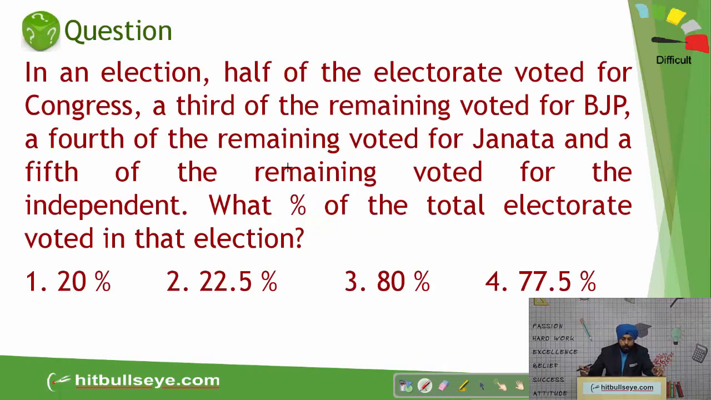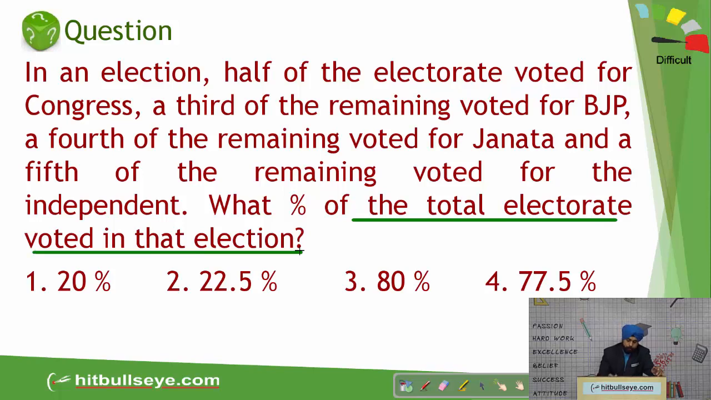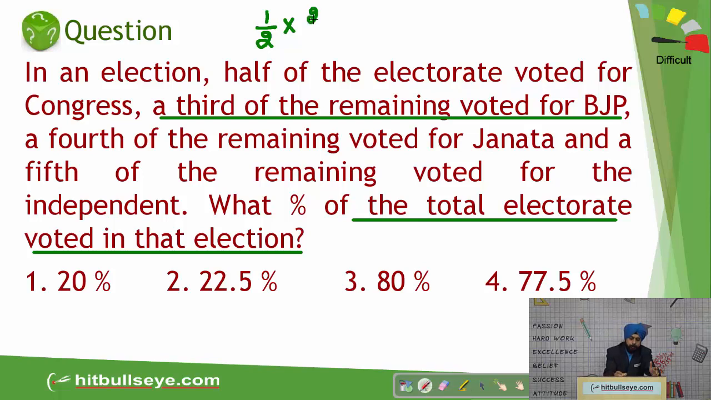This one. Now here you want to finally calculate the percentage who voted. Now I hope you have understood the question. Half have voted for Congress, so how much is left? If half have voted for Congress, half is left. Now out of those half, students, you can see 1/3 voted for BJP. So if 1/3 voted, how much is left? Can you say 2/3 is left?